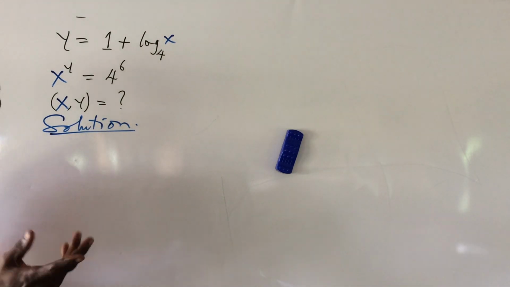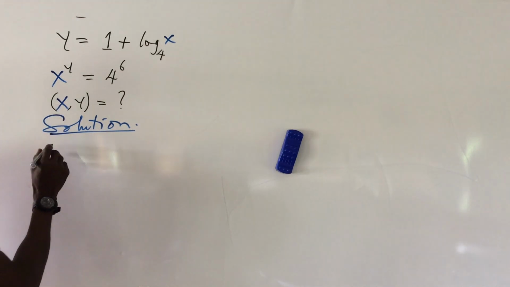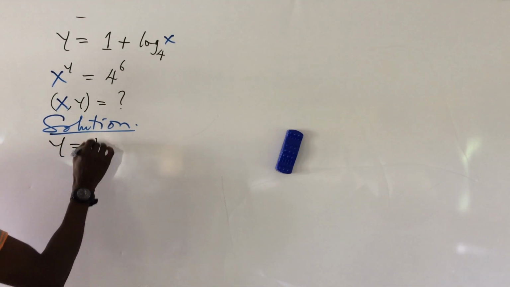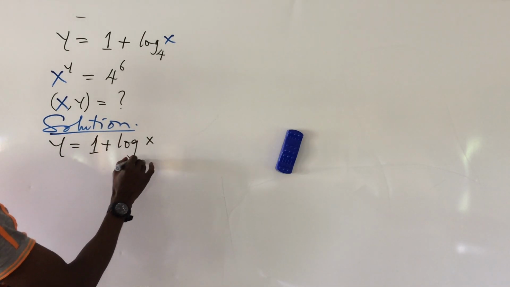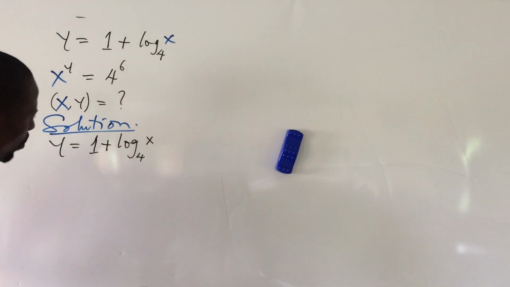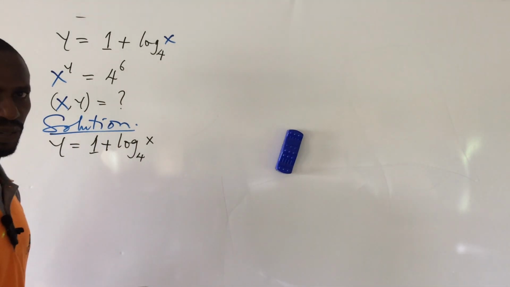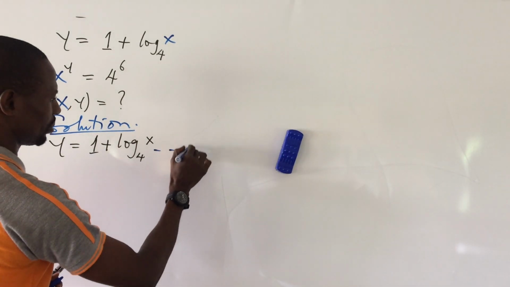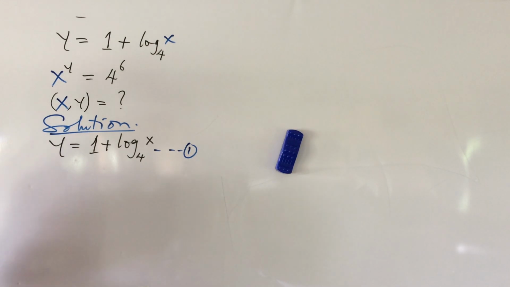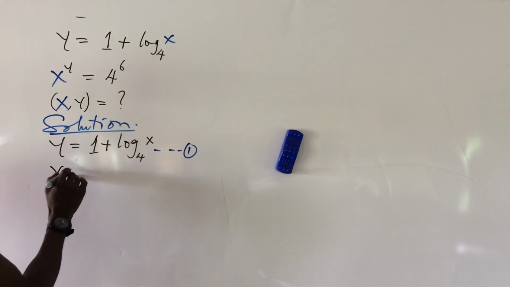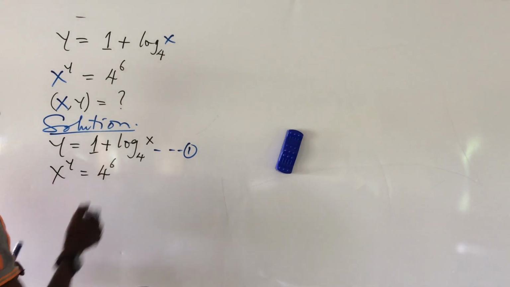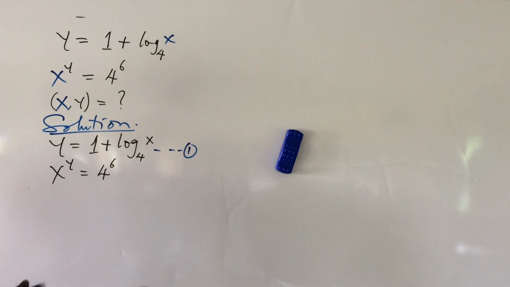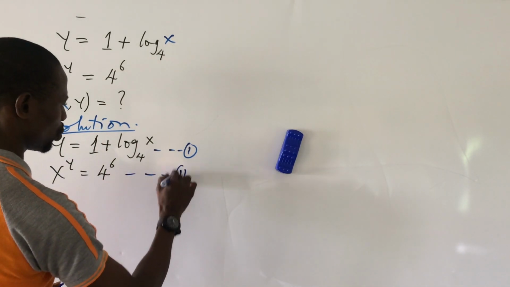We bring down our question, which says y equal to 1 plus log x base 4. I want to give this first expression equation 1. Then the second one, we have x to the power of y equal to 4 to the power of 6, and I want to give this equation 2.